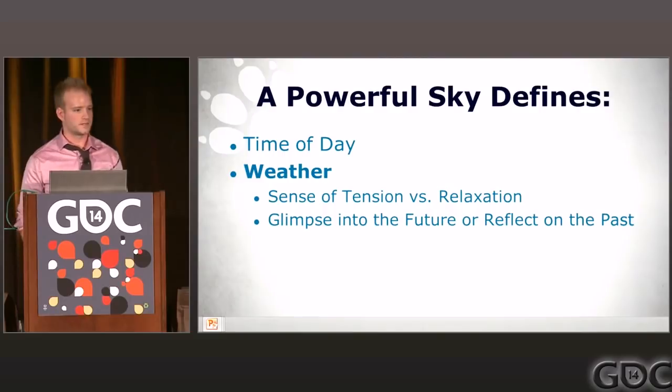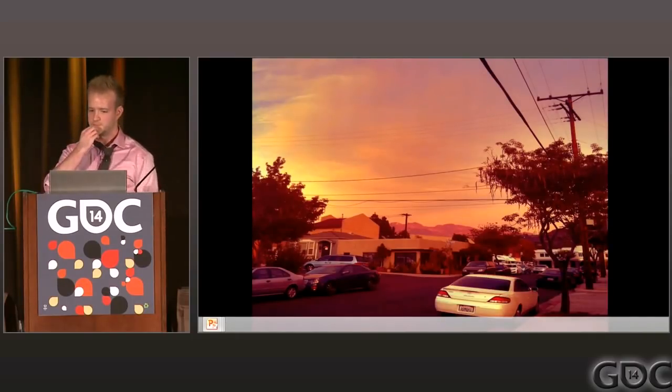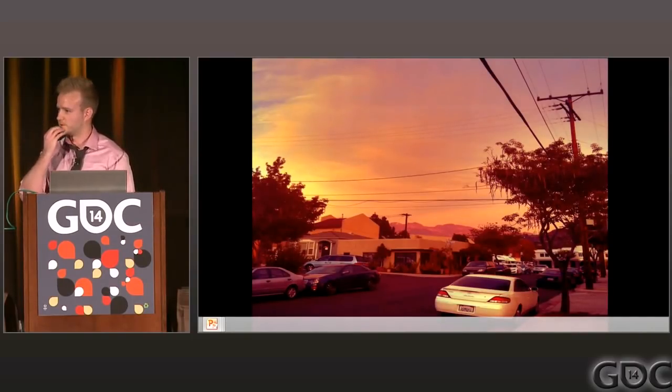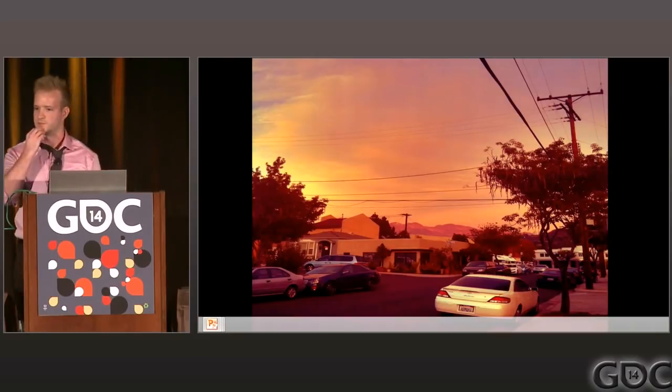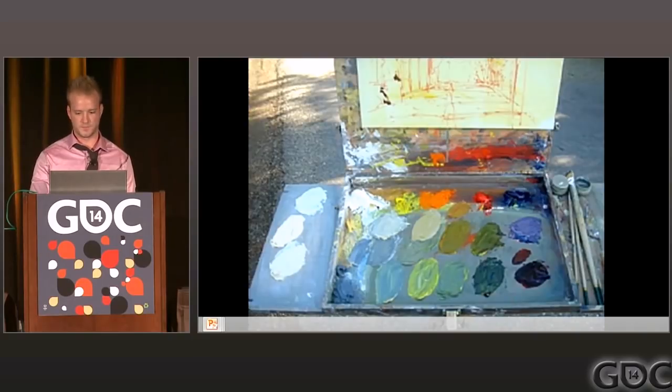Let's go a little more abstract, a little more fuzzy, a little more artistic. Consider this sky. This is an amazing photo that our art director, Rob Ruppel, took from his iPhone near his house. Just keep this in mind for a second while I change the subject.